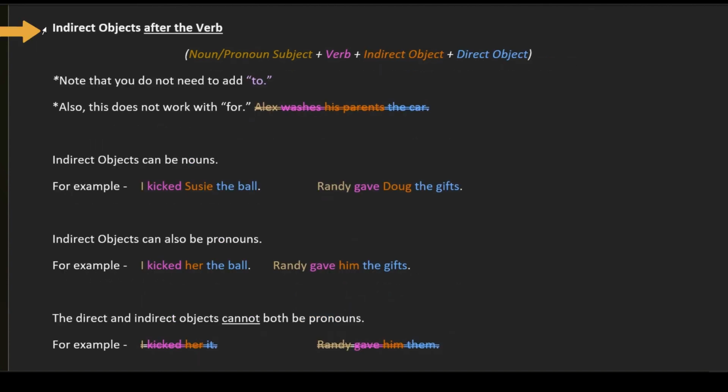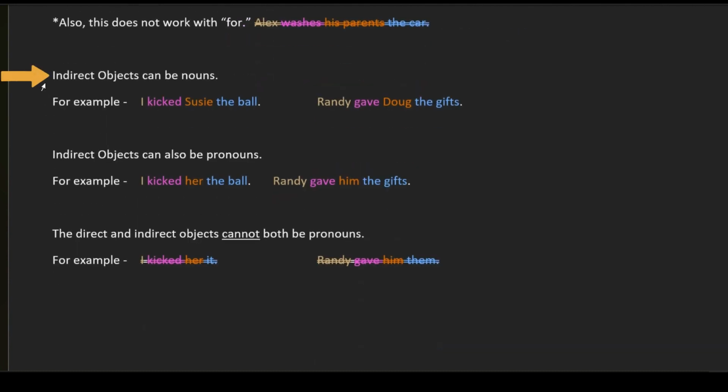A little bit trickier here is indirect objects that come after the verb. So this is the general order. We have a noun or pronoun subject, plus a verb, plus an indirect object, plus a direct object. Remember, you don't need to add the word to in this sentence order. And this does not work with the word for. So we cannot say Alex washes his parents the car. It just doesn't sound good in English at all.